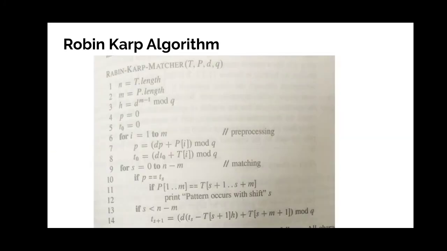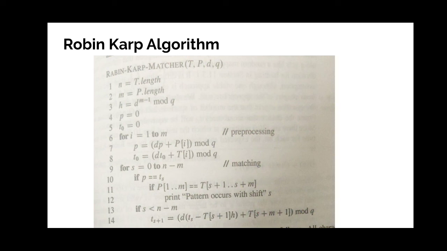In the Robin-Karp algorithm, first we find the length of the text n, then the length of the pattern m, then we compute h as we already defined, d to the power of m minus 1 mod q. Then we start with the values of p and t naught. Initially we compute for s equal to 0, that is why we call it t naught. For i equal to 1 to m, p is equal to d p plus P of i mod q. This continues and we get the mod q value for the m characters. Next we go on matching.